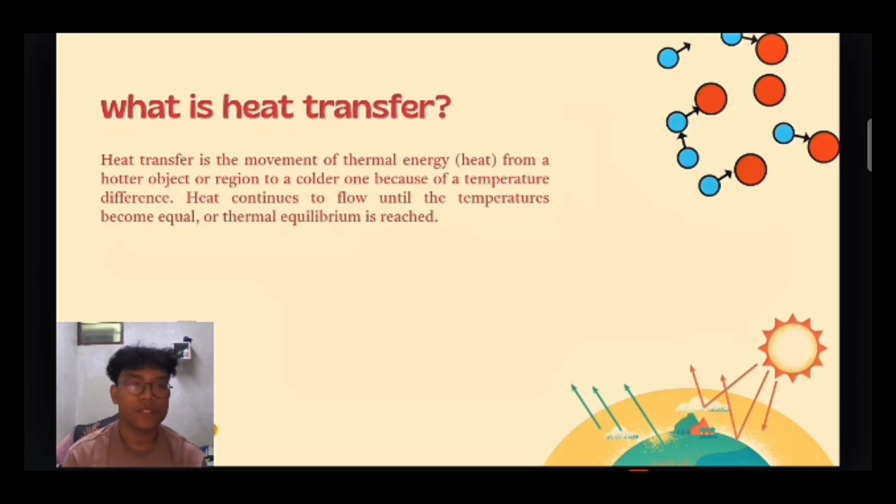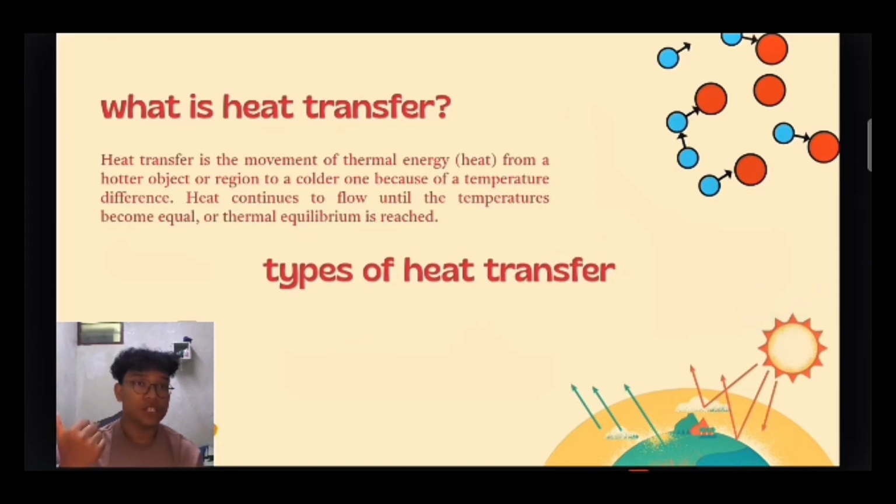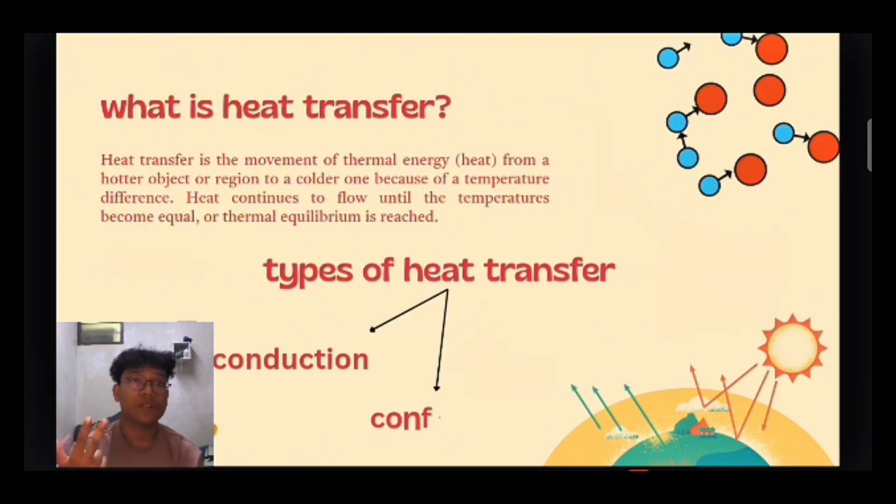In simple terms, the heat goes from the hot one to the colder one until the temperature becomes the same, in equilibrium. So there are three types of heat transfer. The first one is conduction, the second one is convection, and the third one is radiation.